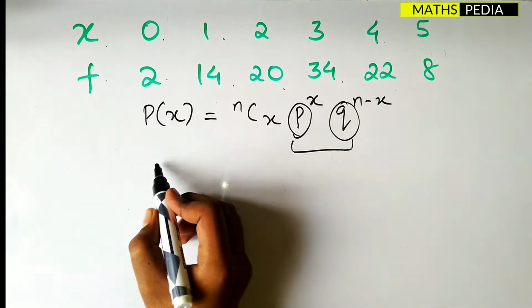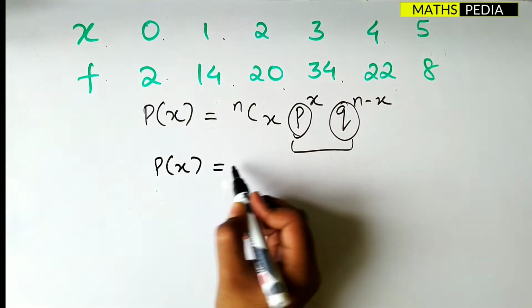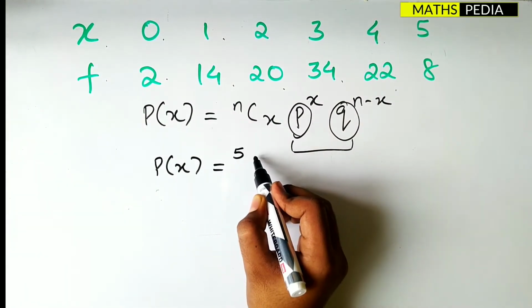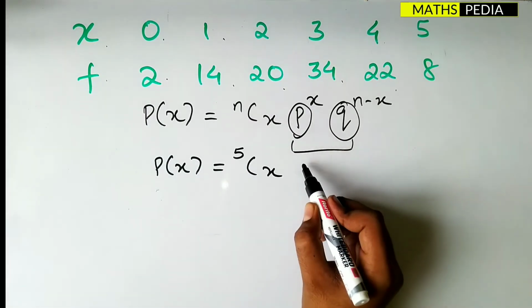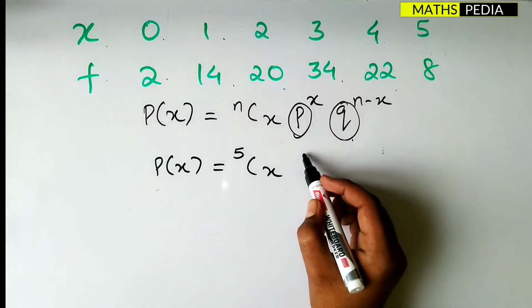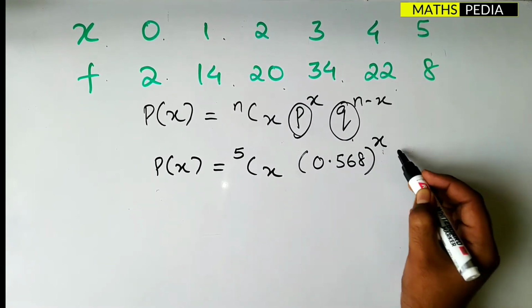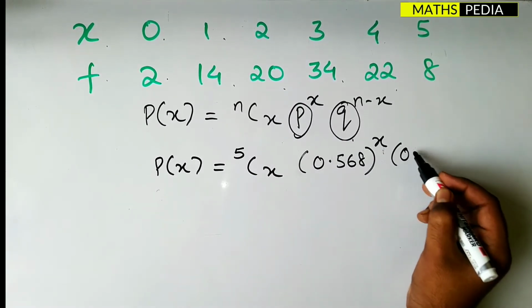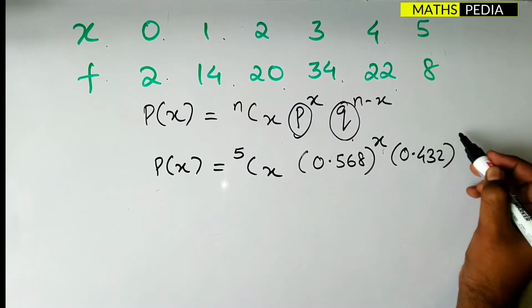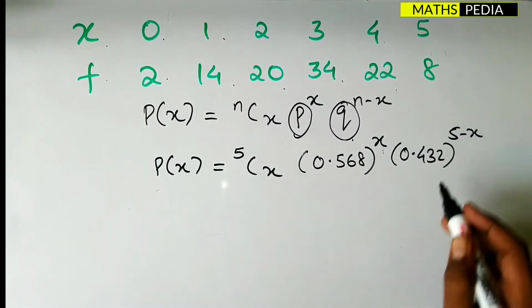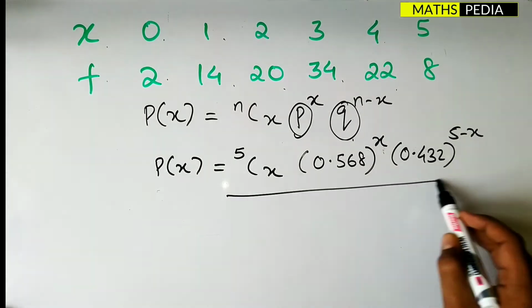So we'll substitute these values. P of x is equal to nCx, that is 5Cx, times p to the power x, where p we got as 0.568, times q to the power 5 minus x, where q we got as 0.432. So this is the final equation we got.